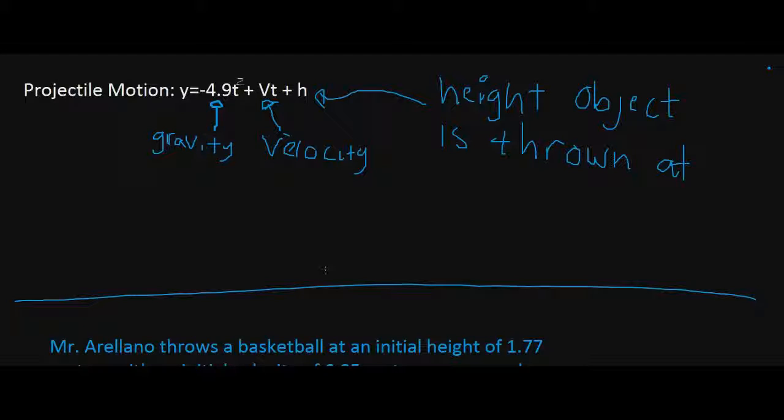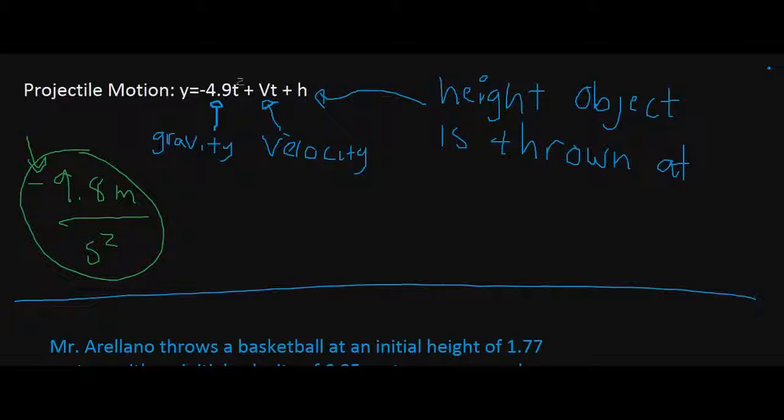For example, if we look here, just to cover it, the negative 4.9 comes from gravity. Gravity's constant is negative 9.8 meters per second squared. This is the constant acceleration that gravity pulls an object down. And since it's pulling the object down, that's why it makes sense that it's a negative sign.